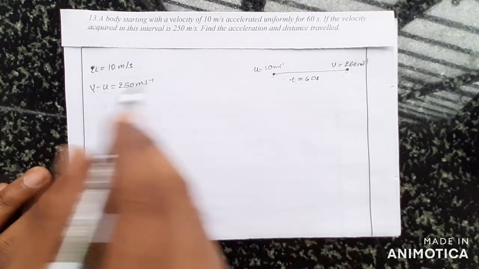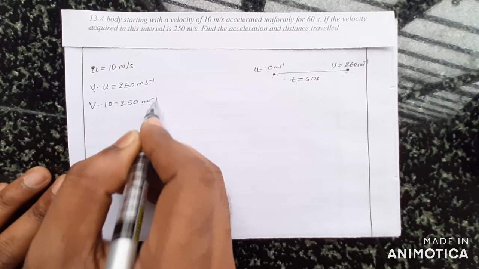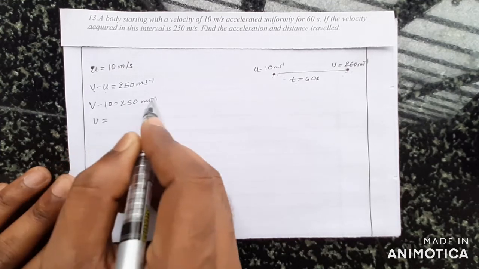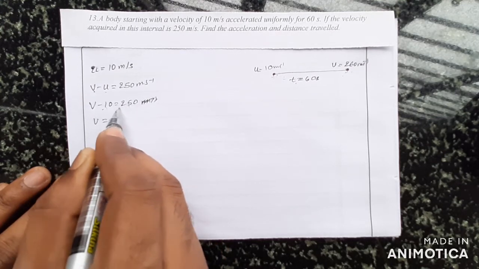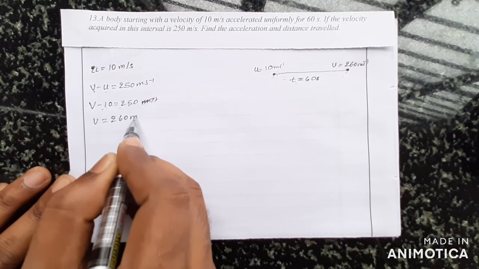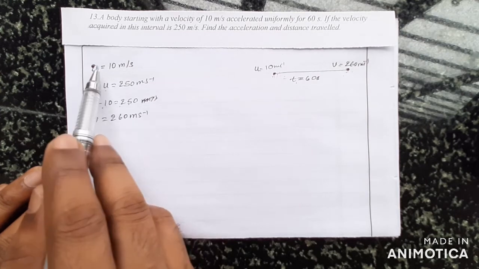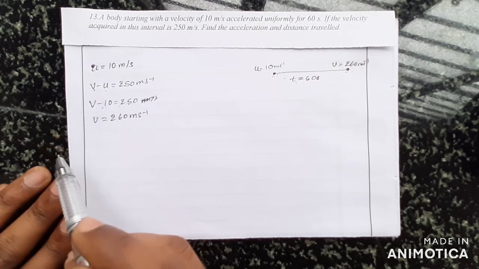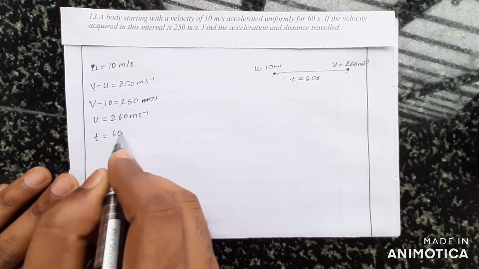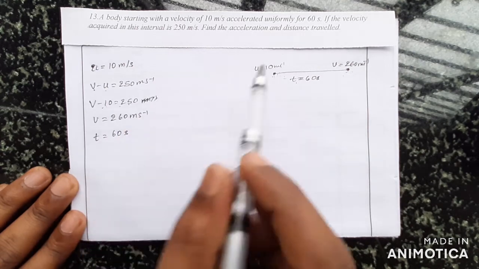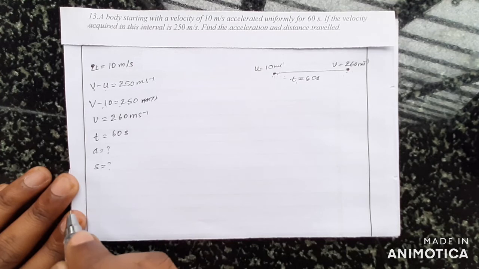What is u? u is 10, so v minus 10 is equal to 250. So v is equal to 250 plus 10, which is 260 meter per second. So we have u, v, and also t, which is 60 seconds. What we need to calculate is acceleration and distance: a is equal to question mark, s is equal to question mark.